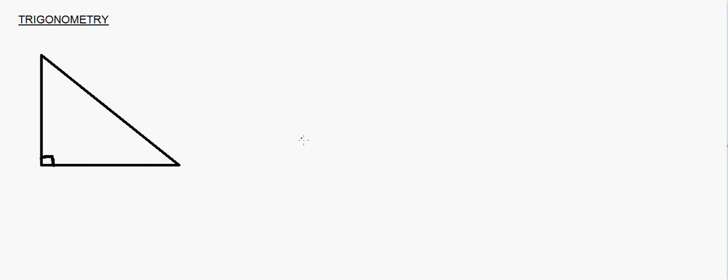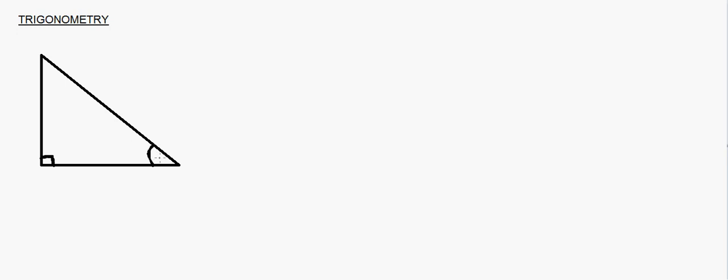Okay, so trigonometry. So we're dealing with right-angled triangles here. So this is only for right-angled triangles, and let's, for example, say that we're dealing with this angle here. Now if we're dealing with this angle, then we have to mark up the sides accordingly.